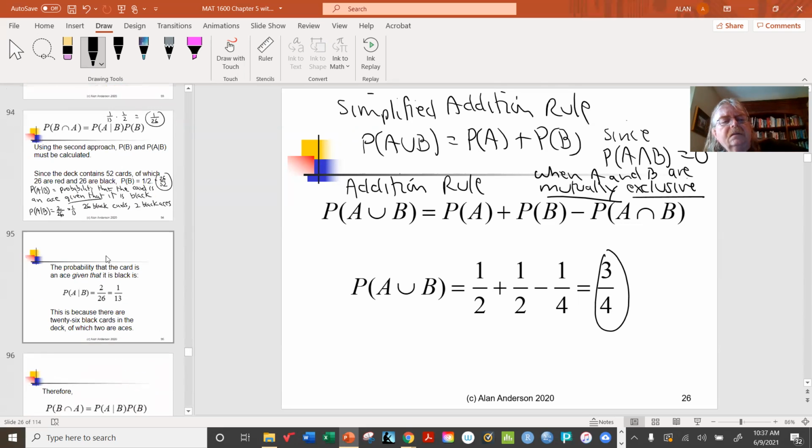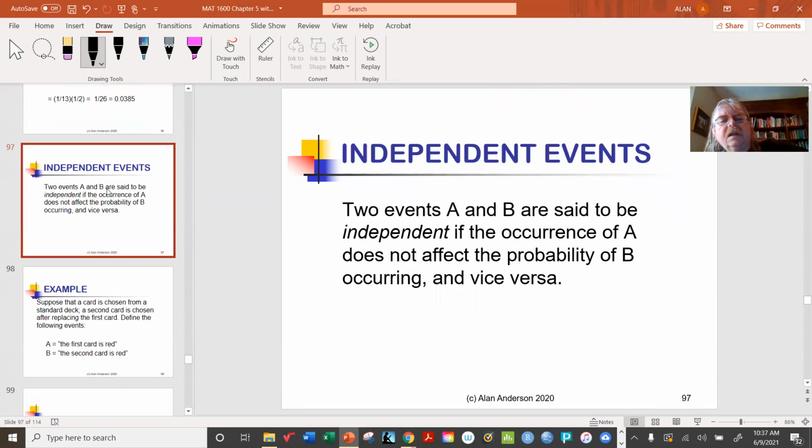All right, let's see if I can find it. Here it is. Independence. It's possible for two events to be independent of each other. Now, do not confuse this with being mutually exclusive. Mutually exclusive simply means that two events have nothing in common with each other. They can't both be true. Events are independent if they do not affect each other. In other words, if the probability of one is not influenced by the probability of the other event.